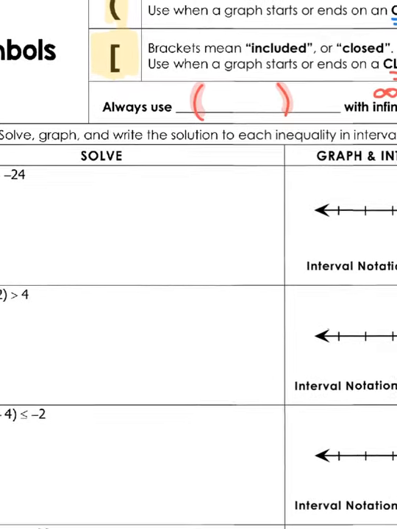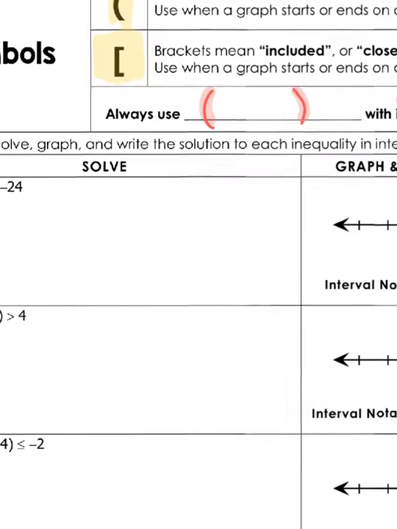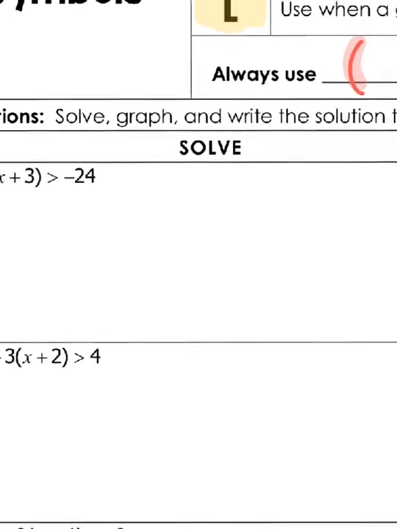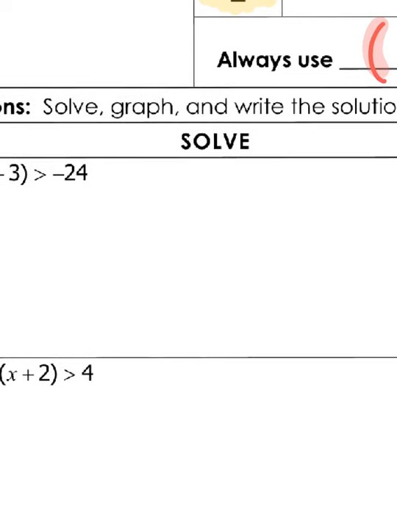So let's look at number 1. We're first going to start by solving. To solve, I'm going to draw a line down my inequality. And when I still see parentheses, I am going to distribute. So 4 times x is 4x, 4 times 3 is positive 12, is greater than negative 24.